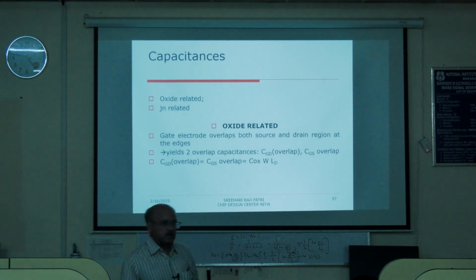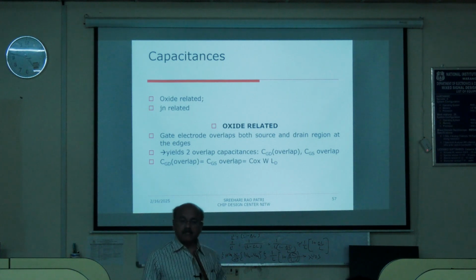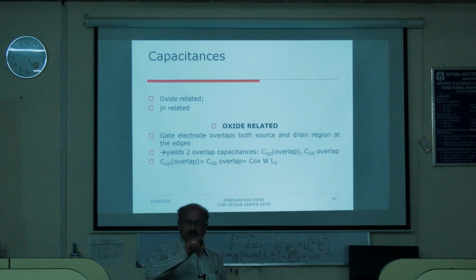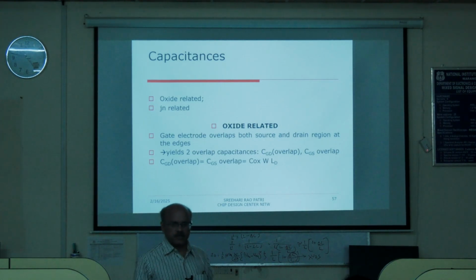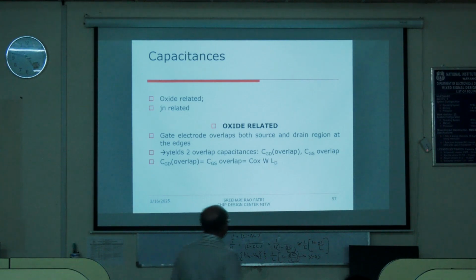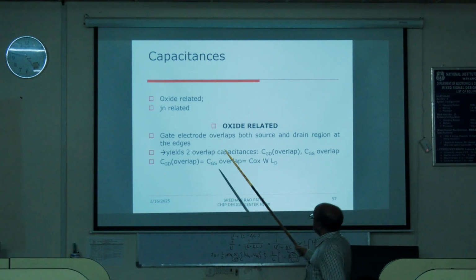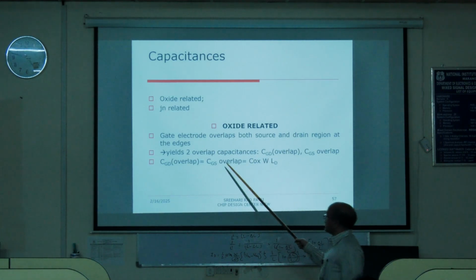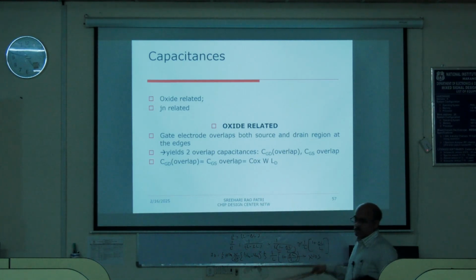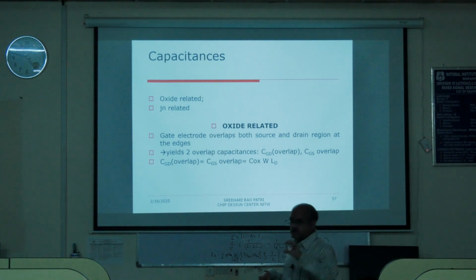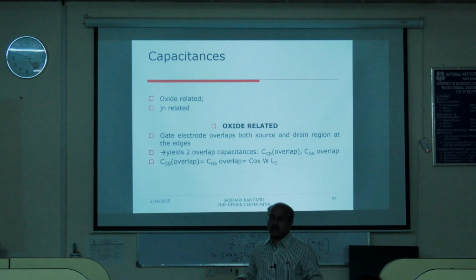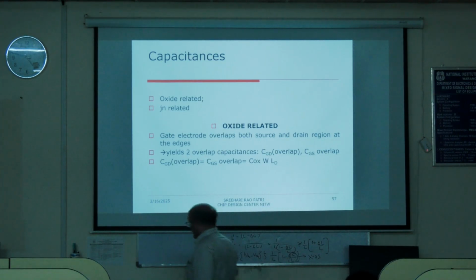The capacitance broadly can be thought of as two types. One is oxide capacitance, another one is junction capacitance, based on what is the insulation between the two plates. If the insulation is oxide, then we say it is oxide capacitance, otherwise it is junction capacitance, right? The oxide related capacitances, the two overlap capacitances, are fixed here, that is gate and drain, gate and source. The value is Cox multiplied by W into the overlap length.